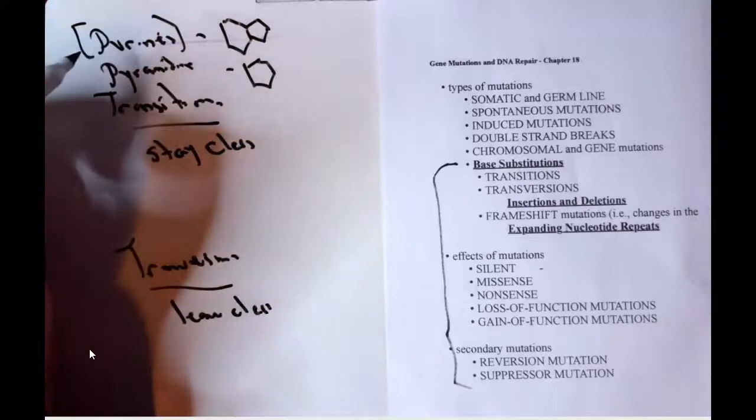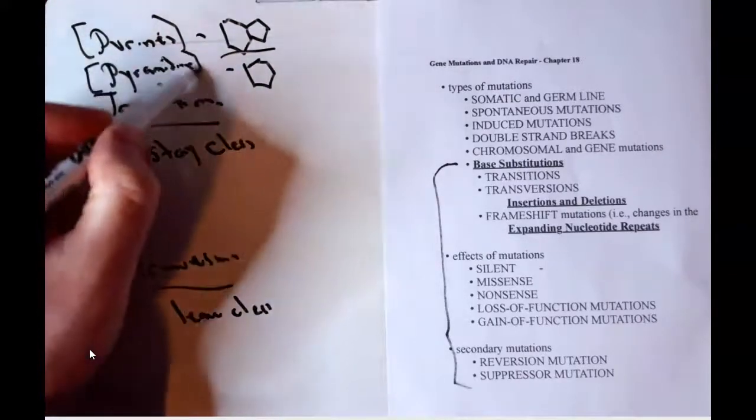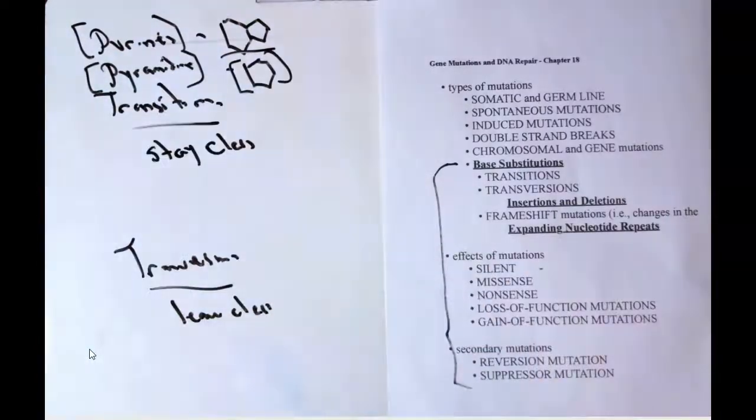Now, first mnemonic, first memory device. Purine, small word, right? Big ring. Pyrimidine, big word, extra syllable, small ring. That's the way I remember those. So remember that they're opposite. The size of the word is opposite the size of the ring.